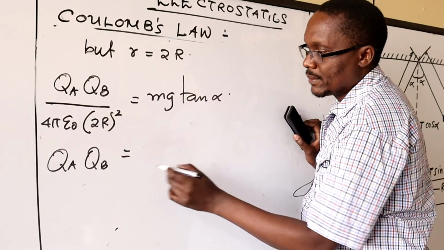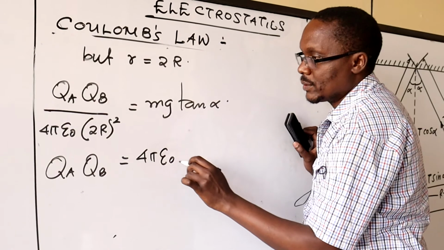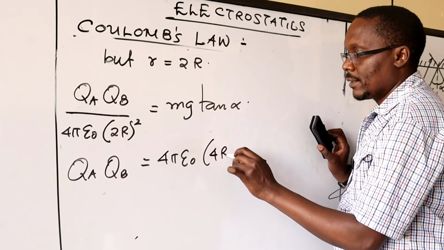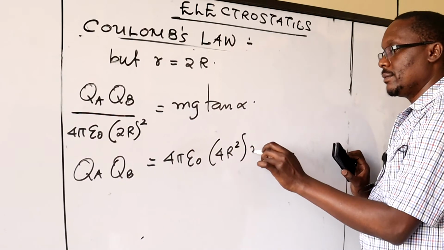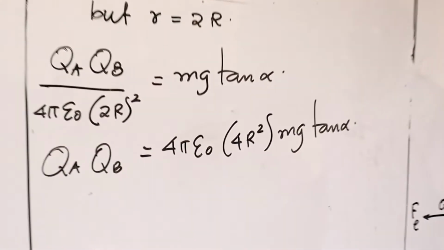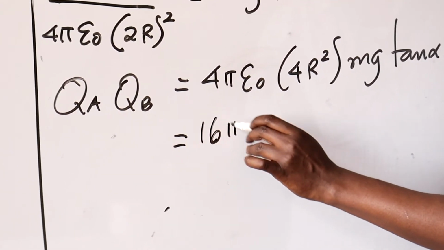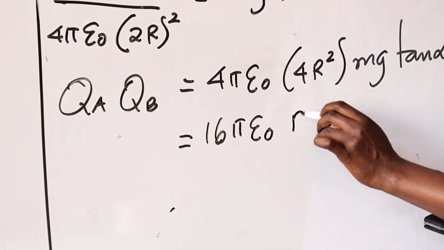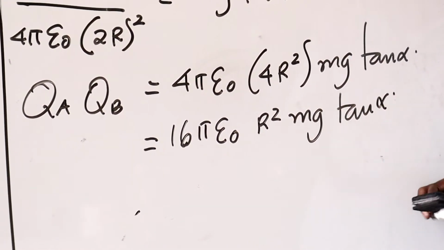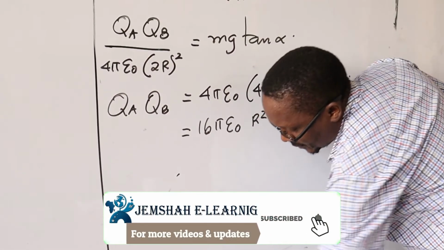So we can go further and say that QA QB is the same as, rather, before that, I have 4 pi epsilon naught 4R squared mg tan of what? Alpha. So this 4 multiplied by that 4 gives you what? 16 pi epsilon naught R squared mg, the tan of alpha. That is what we have. See, we are edging closer to what we are supposed to prove.